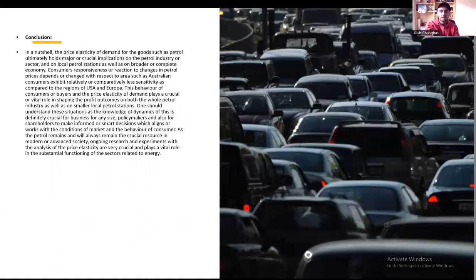So, in conclusion, we can say that the price elasticity of demand for goods such as petrol holds crucial implications for the petrol industry. It changes the whole petroleum industry on a very big level, and it also affects the local petrol station. The effect can be measured with the change of price and the change of quantity. So we can measure all of those things if we do not take into account other factors.